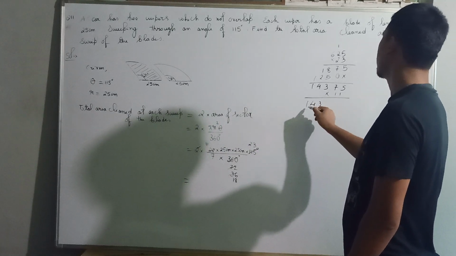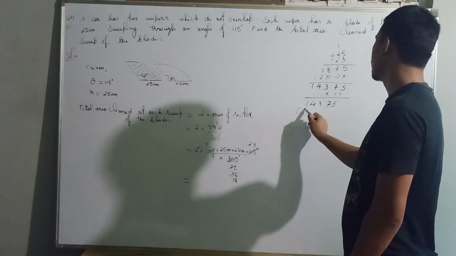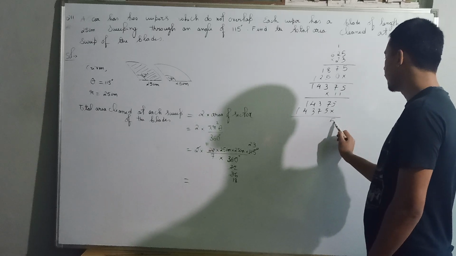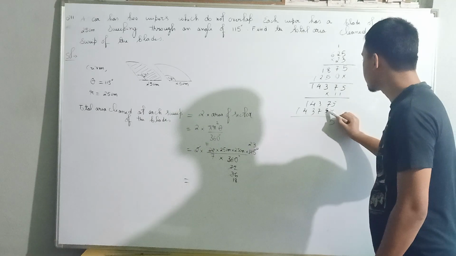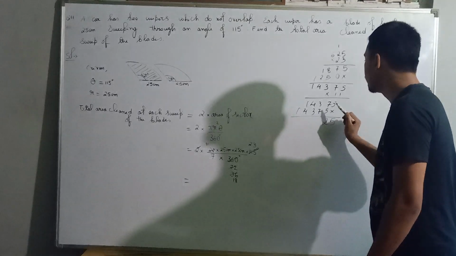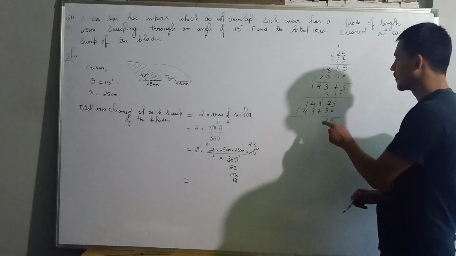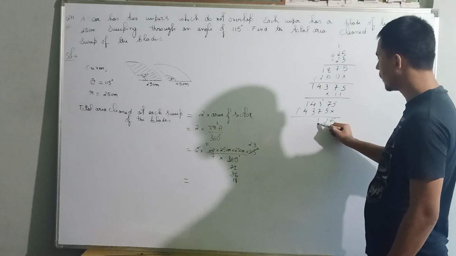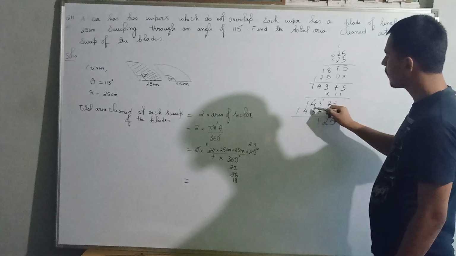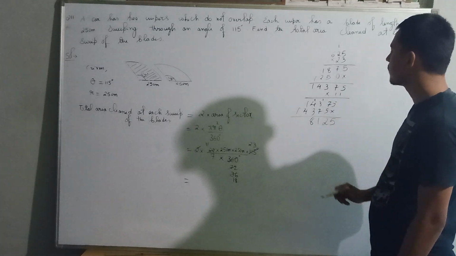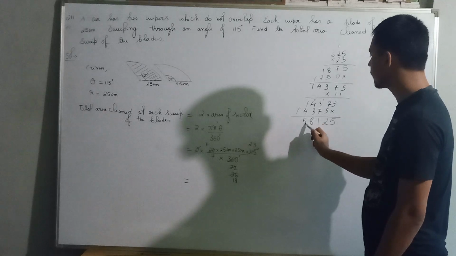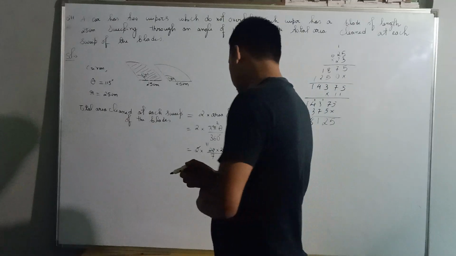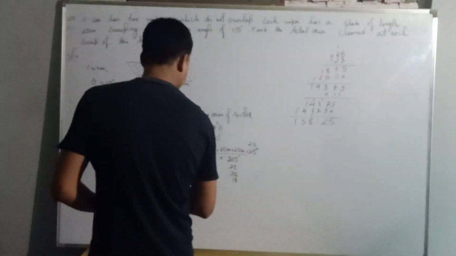1 4 3 7 5. So we have 5 here. 5 plus 7, 12, 2 1 in hand. 7 plus 3, 10. 10 plus 1, 11. So 1 in hand. 4 5 6 7 plus 1, 8. 4 plus 1, 5. And then we have 1 here. So 158125.